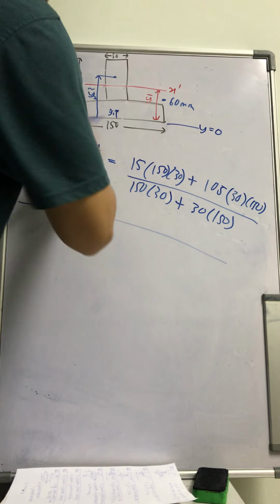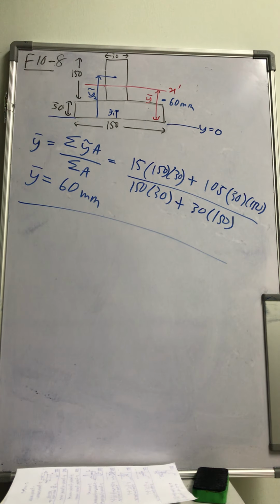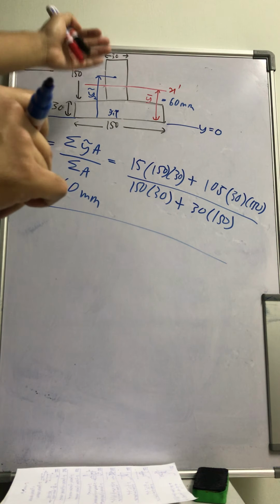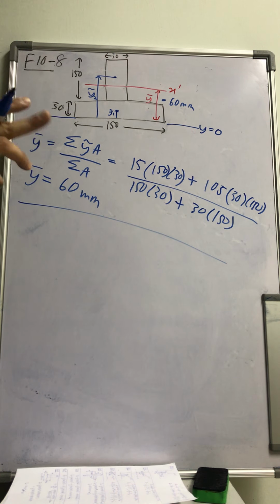So this first part is from chapter 9, but you need to understand this. Otherwise, for a composite area, if the question comes out like this, even if you know how to use I, you still cannot answer it. You need to understand chapter 9 first, the centroid, how to find the centroid.